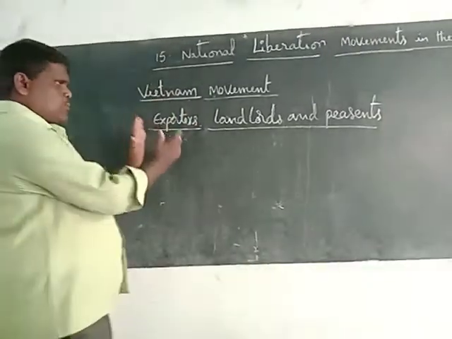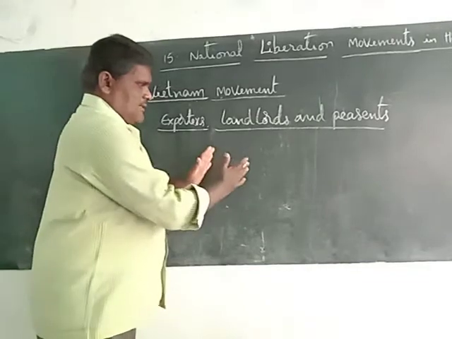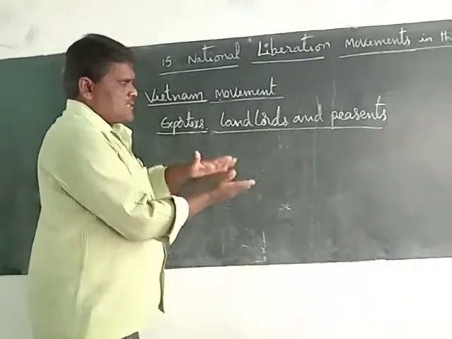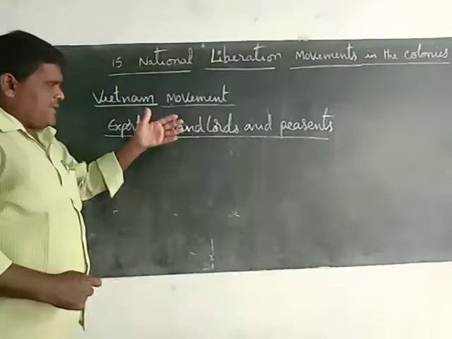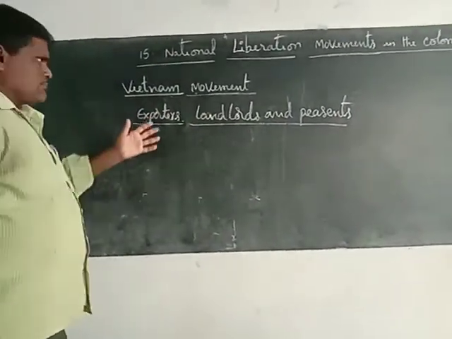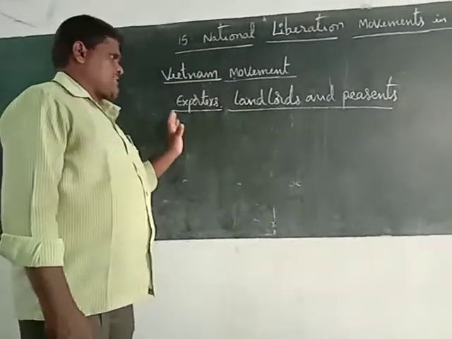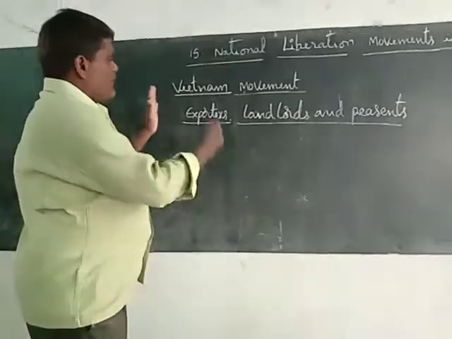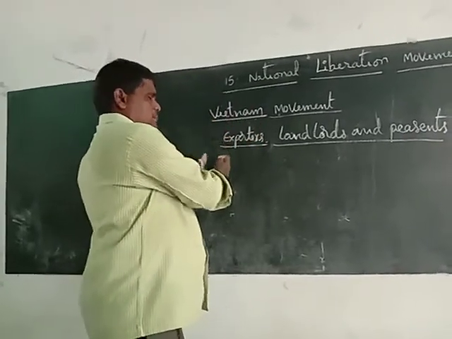Vietnam had a surplus of production, mainly rice and rubber. This was a lot of benefit, the major benefit, for the French people. The rice and rubber were exported by the French people to other countries. The export benefit went only to the French people and landlords.